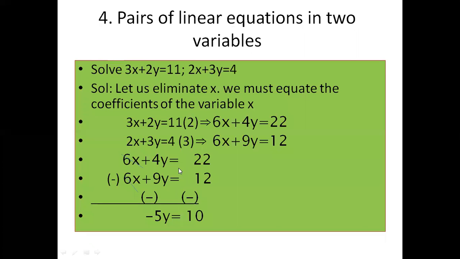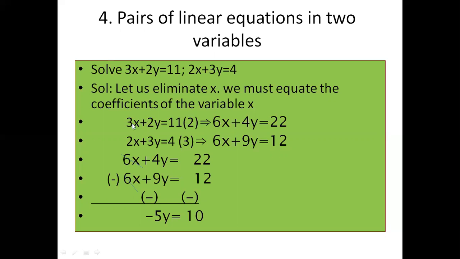Solve 3x plus 2y is equal to 12, 2x plus 3y is equal to 4. So here I want to eliminate x. You can eliminate y also. So I must equate the coefficients of x in both the linear equations. Here 3 is there and here 2 is there. If you multiply this with 2, it becomes 6, and if you multiply this with 3, it also becomes 6. So multiply this complete equation with 2 and this complete equation with 3.